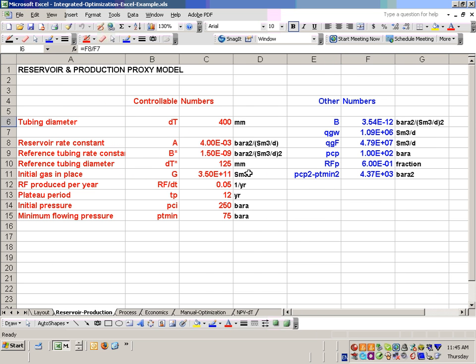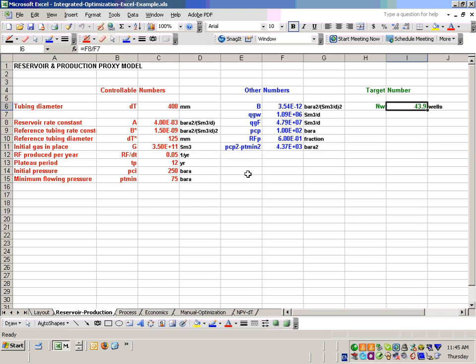Now, how many have done reservoir simulation here? How many reservoir simulators can accept the equivalent of these data? The tubing diameter is a tubing table, right? No problem. A is KH and skin. No problem. B, again, that's tubing diameter. Gas in place, that's an input to the model, right? How much you take out of the field. You can have a platform and you say this much per year. No problem.